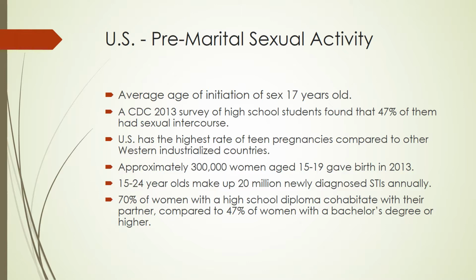A CDC 2013 survey of high school students found that 47% of them had sexual intercourse. The U.S. has the highest rate of teen pregnancies compared to other Western industrialized countries. Approximately 300,000 women aged 15 to 19 gave birth in 2013. 15 to 24-year-olds make up 20 million of the newly diagnosed sexually transmitted infections annually.